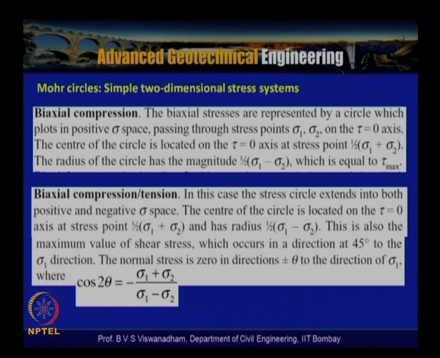and the normal stress is 0 in directions plus or minus theta to the direction of sigma 1, where cos 2 theta is equal to minus of sigma 1 plus sigma 2 divided by sigma 1 minus sigma 2. So, cos 2 theta is equal to minus of sigma 1 plus sigma 2 divided by sigma 1 minus sigma 2.